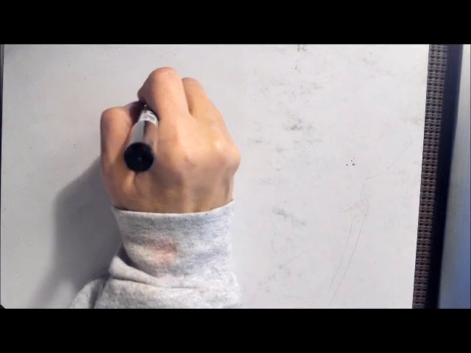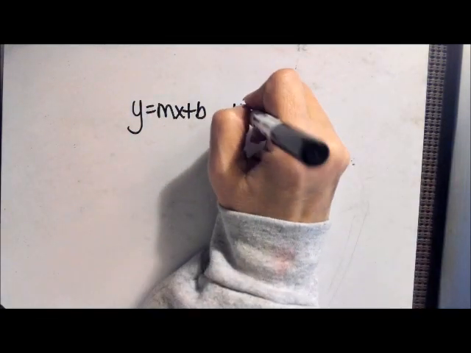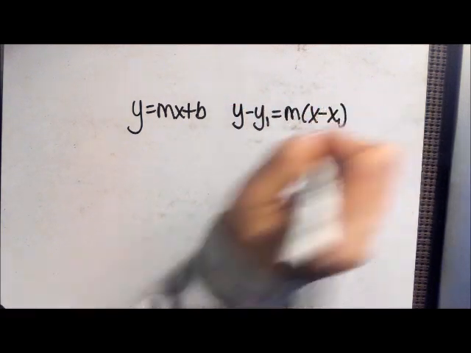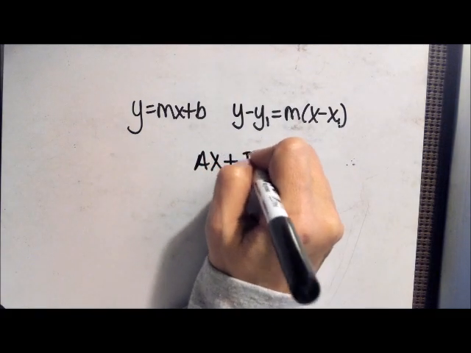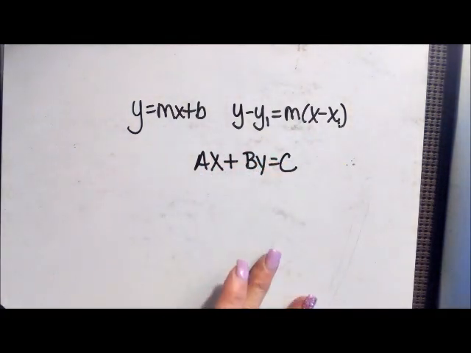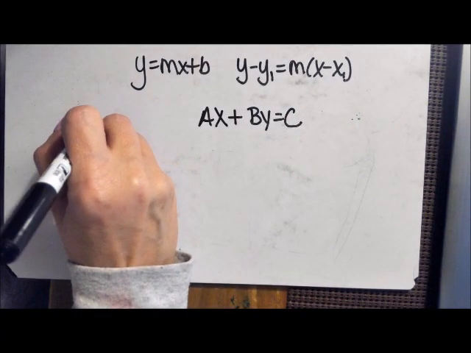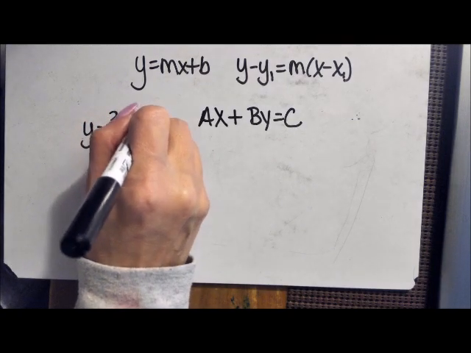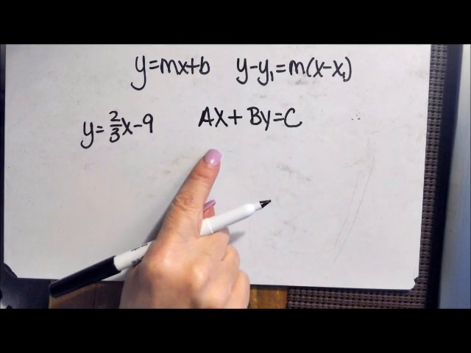I'm going to, just one more time, y equals mx plus b, slope intercept. y minus y1 equals the slope times x minus x1. That's point slope. We also have this ax plus by equals c. That is standard form. Sometimes you will get an equation like this. Let's take y equals 2/3 x, we'll say minus 9. And they say put this in standard form, which is like that.